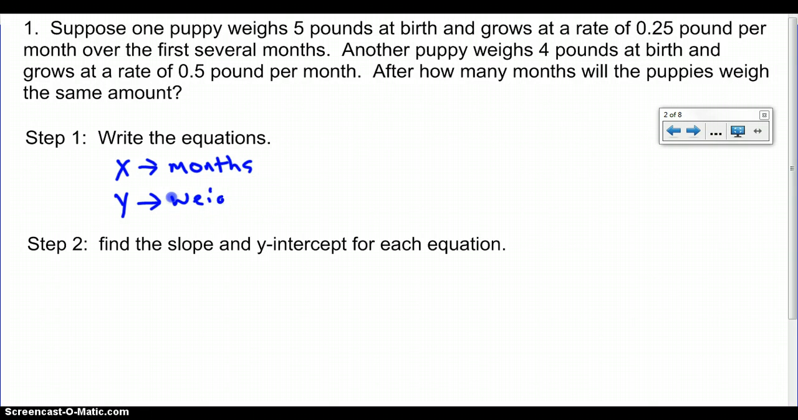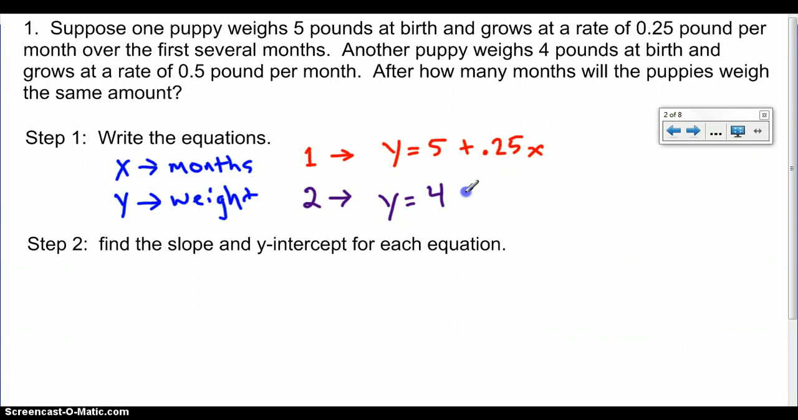Okay, so for the first puppy, the starting weight is 5 pounds. So this is puppy number 1. We know that the weight is equal to 5 plus, and then it grows at a rate of 0.25 pounds per month. The second puppy starts at a weight, it's a little bit smaller, 4, but it grows faster, half a pound per month.